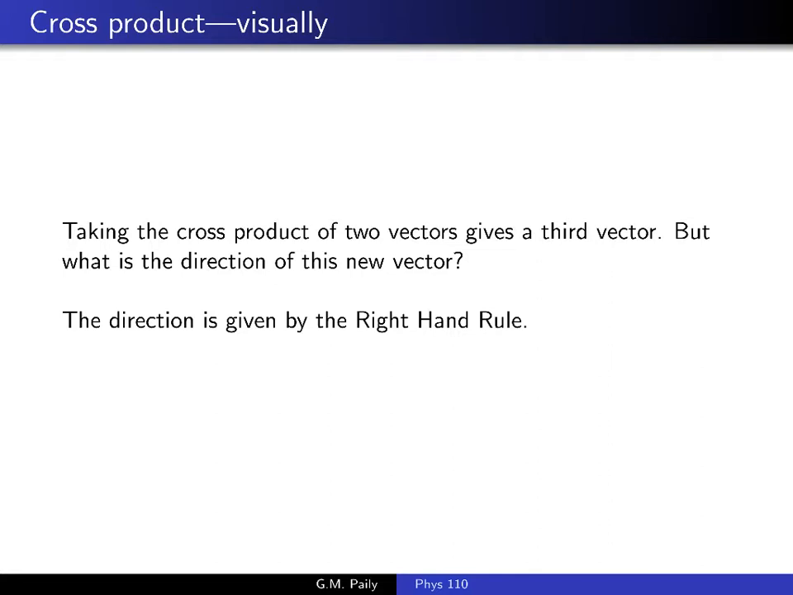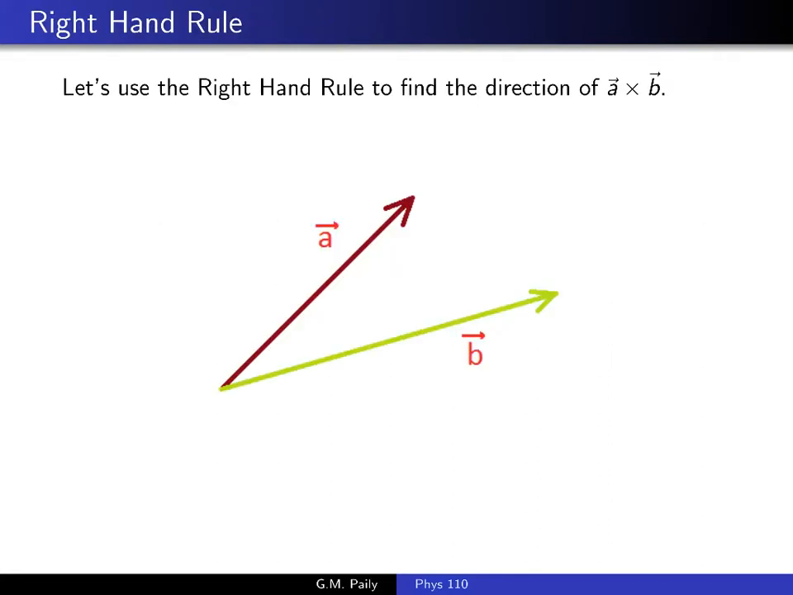Now, there are many different versions of the right-hand rule that all do the same thing. I will show you my version, but if you already know a different version and it's easier for you to use, go ahead and keep using it as long as it gives you the right answer. Let us use the right-hand rule to find the direction of A cross B.